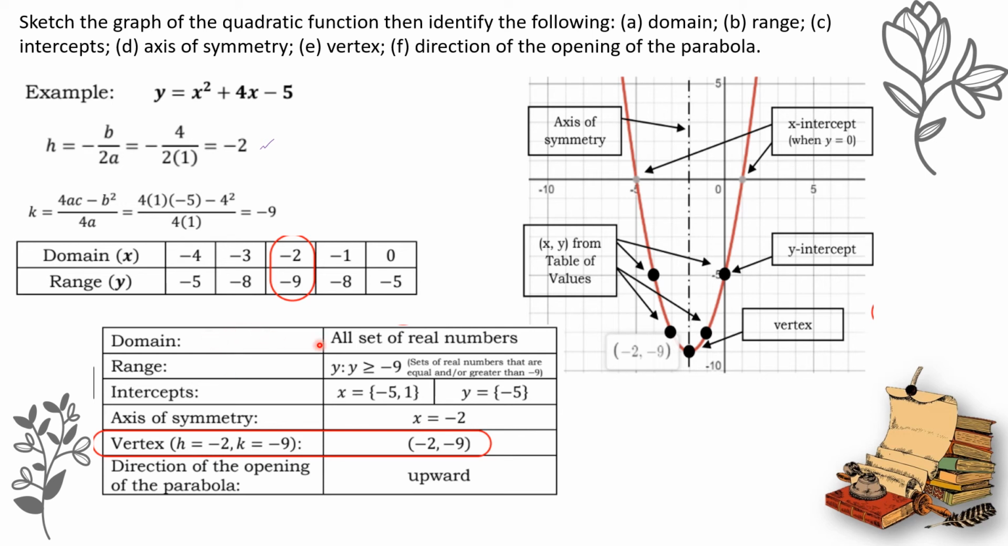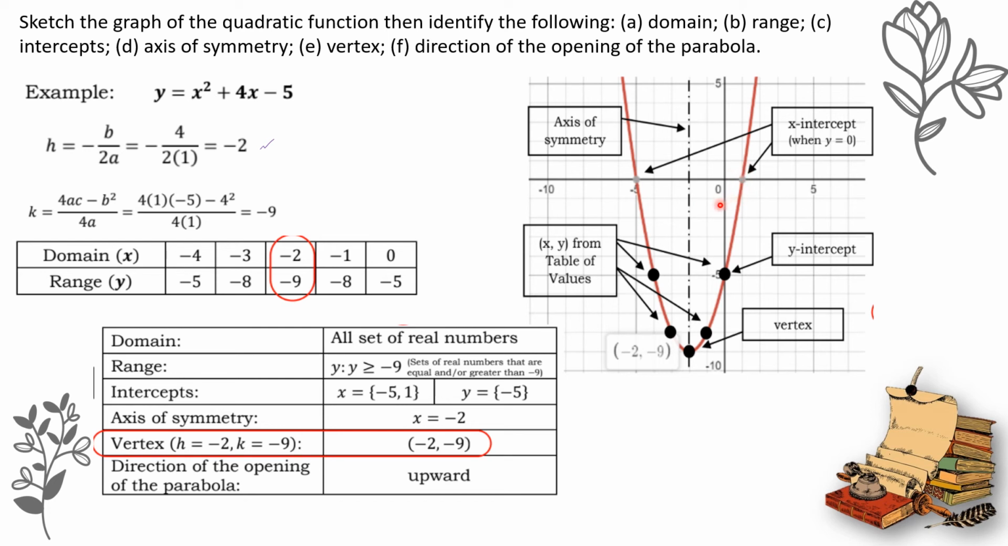Hanapin natin ang domain, set of real numbers. Ang range po natin, open up. So, y such that y is greater than or equal to our k value, negative 9. Sets of the real numbers that are equal and or greater than negative 9. So, ito po yun. Ang intercepts po natin, ang x natin, saan siya nag-zero ang y? Nag-zero po ang y kay negative 5 at saka kay negative 1. Negative 5, negative, ay positive 1.